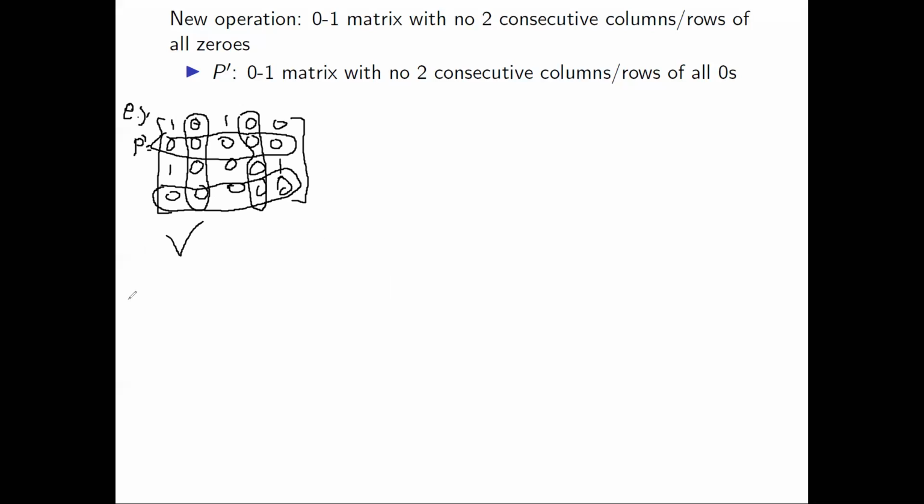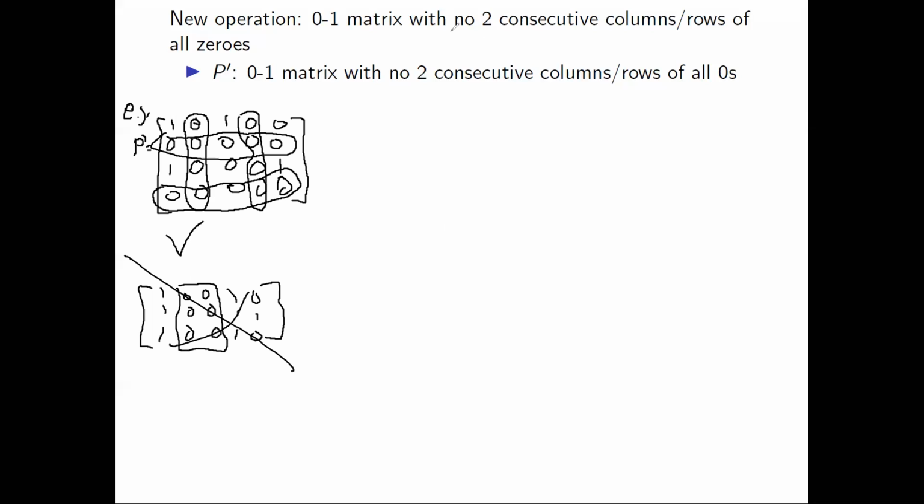On the other hand, let's say we had some matrix, which is like this. This one is a problem because we have two consecutive columns of all zeros. So that one would be bad. We don't want something like that. So now that we have these examples to illustrate that, I'm going to clear them.